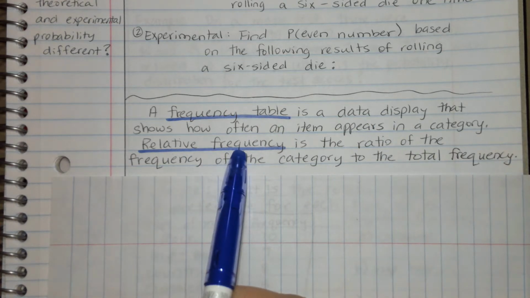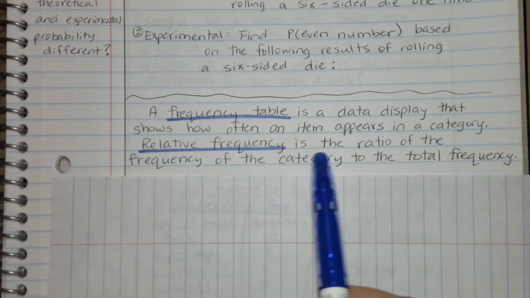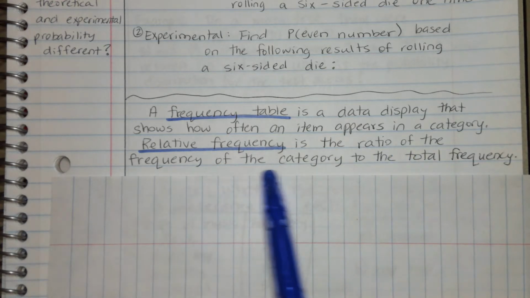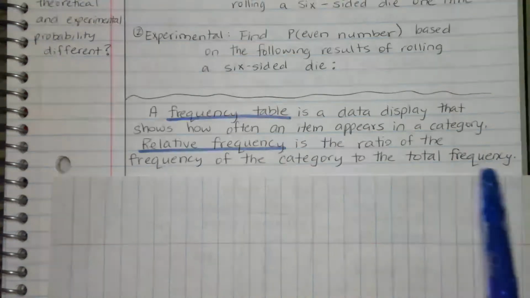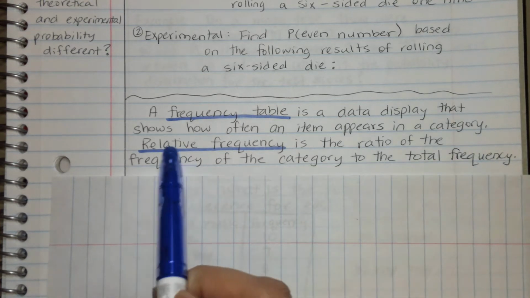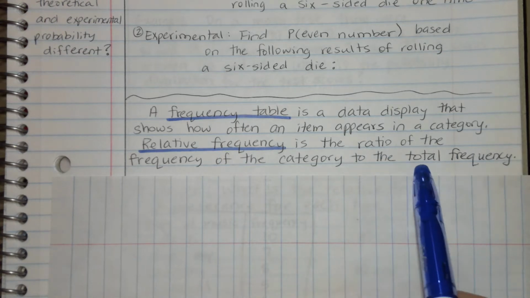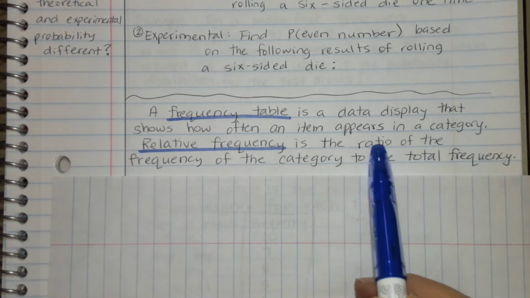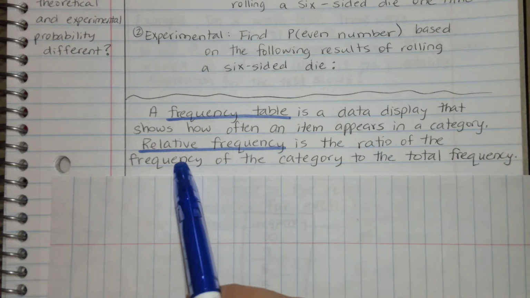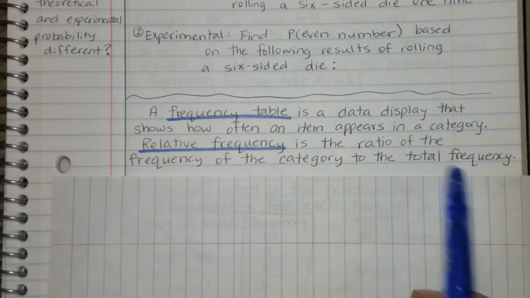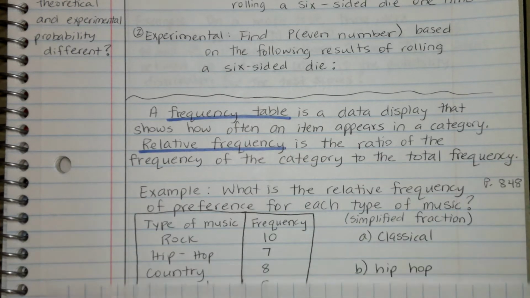Relative frequency is a calculation. Relative frequency is the ratio, so that's a fraction, of the frequency of the category to the total frequency. So in order to calculate relative frequency, you need to add up all the different numbers and get the total frequency. And then you'll have a ratio of the top number would be the frequency of just that one category over the total frequency. Again, pause it whenever you guys need to.